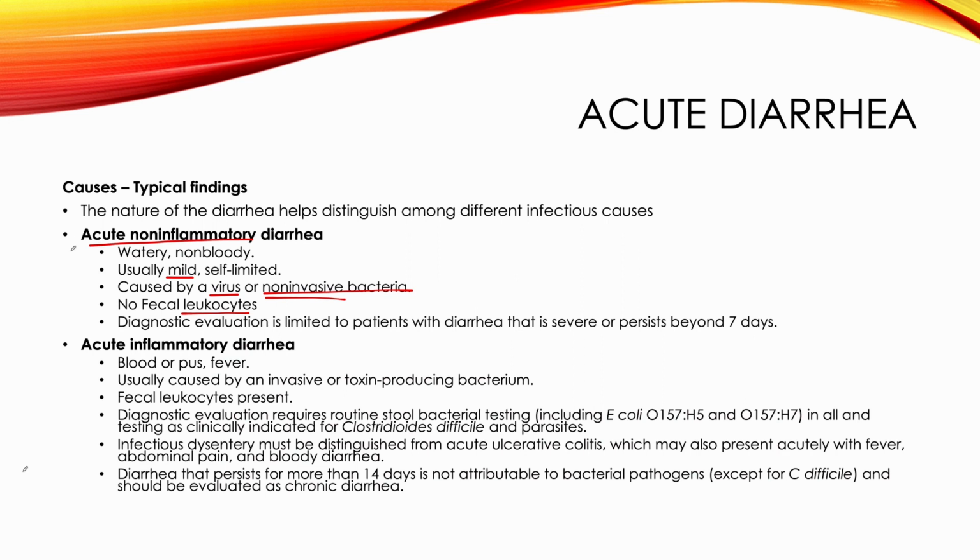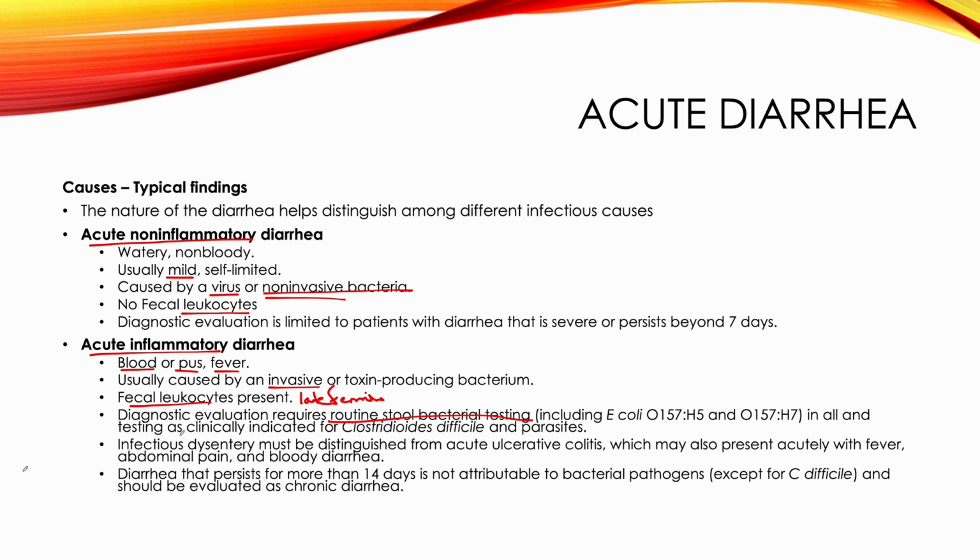And this is a contrast to acute inflammatory diarrhea, which we mentioned before. This is usually going to have blood, pus, or fever. Pus can sometimes also be described as mucousy. And these are caused by invasive or toxin-producing bacteria. They do have fecal leukocytes or lactoferrin present. These do usually require more routine stool bacterial testing, like toxins or cultures.